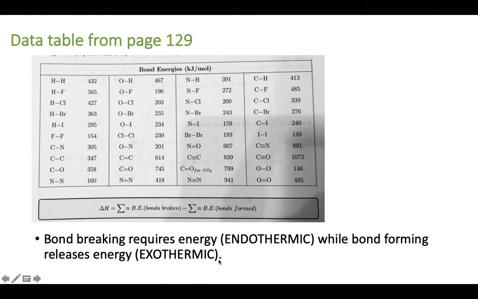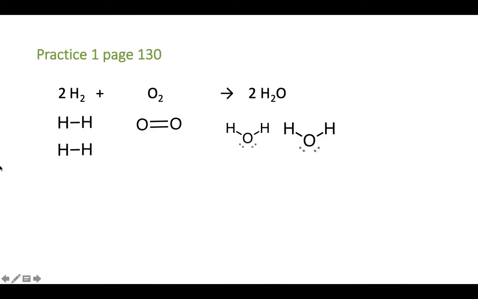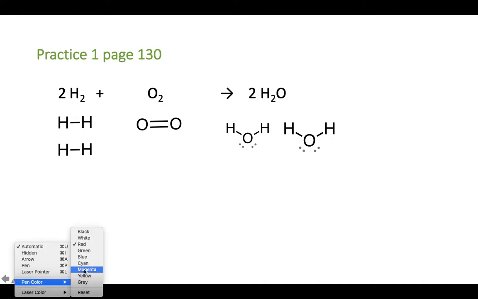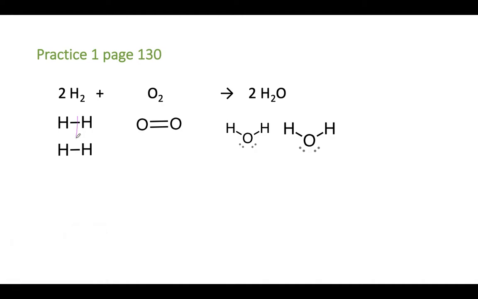The balance of these two, the breaking and the forming, will determine whether or not your overall enthalpy change is positive or negative. We're going to do practice number 1 from page 130. So here's the balanced chemical equation, and we've drawn out those molecules. And why do we do this? It is easier to see how many of each type of bond we're breaking.